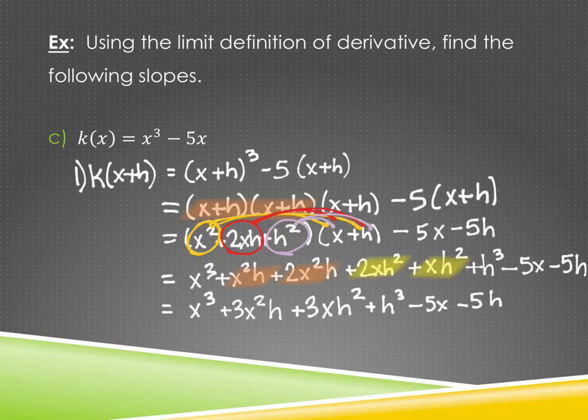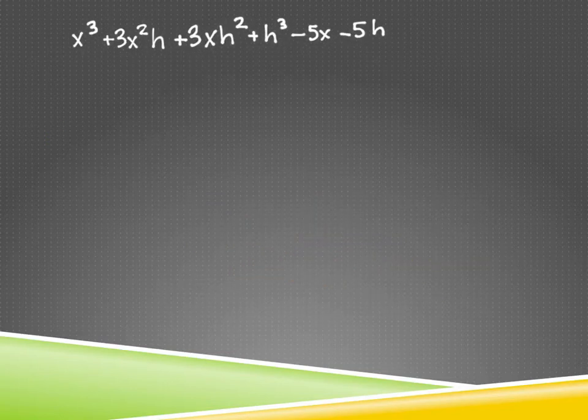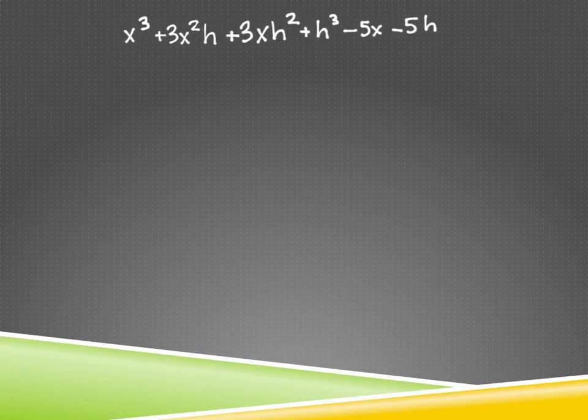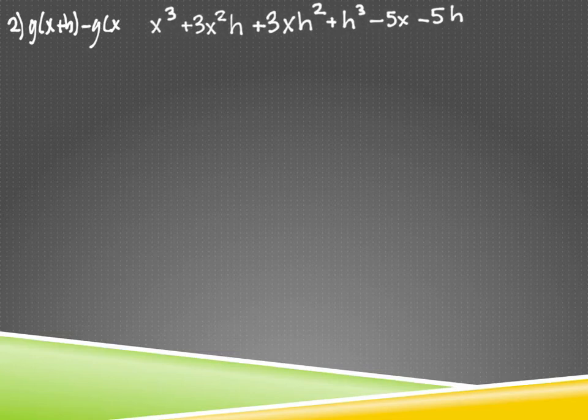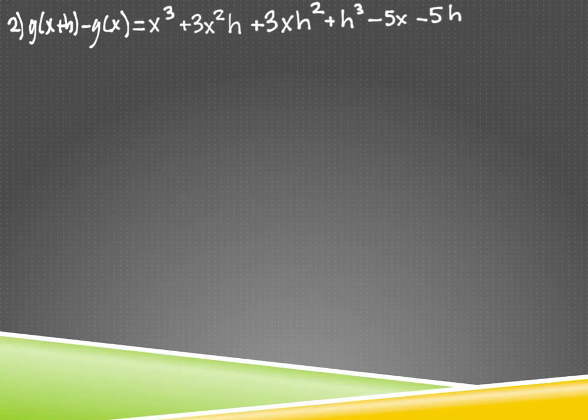Okay, I'm going to copy this to my next screen so I make sure that I don't typo anything. Okay, so my step 2 is to take g of x plus h and subtract off g of x. So my g of x plus h is already written there because I moved mine over. And then I'm subtracting off the original g of x equation, which was x cubed minus 5x.